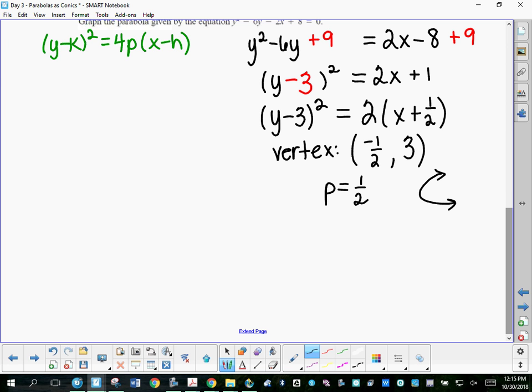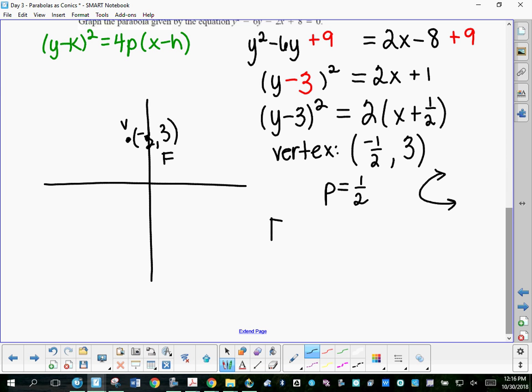Now, there's no magic to find anything else. You've got a vertex at negative 1/2, 3. Here are some axes, negative 1/2, 3. Boom. That's my vertex. Next, I've got to go 1/2 over to the right, put a dot there, that's my focus. What's the coordinates of the focus going to be?